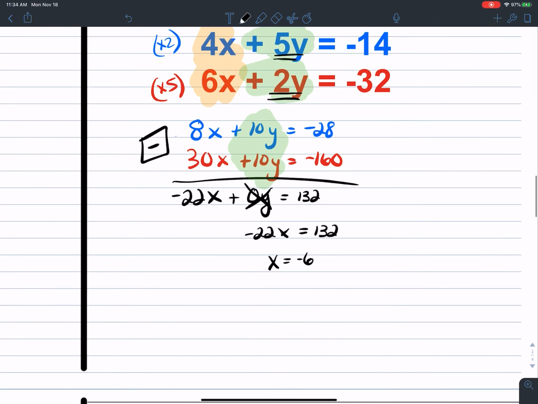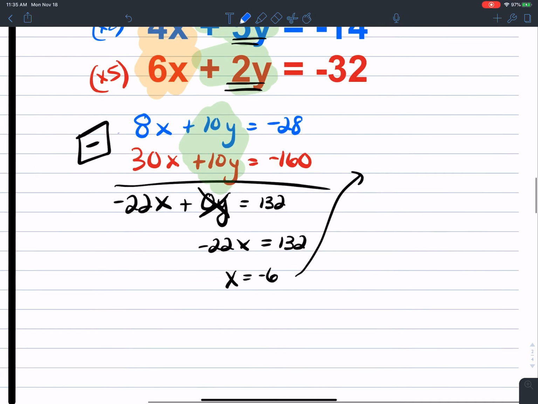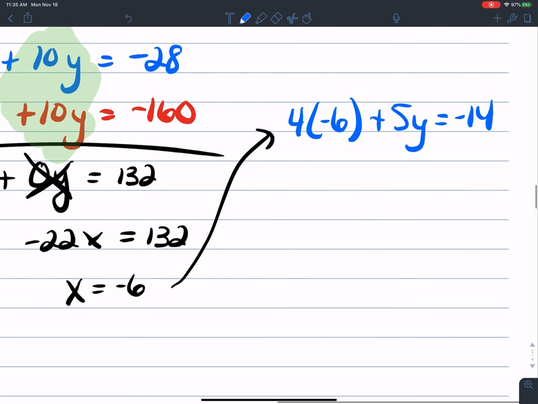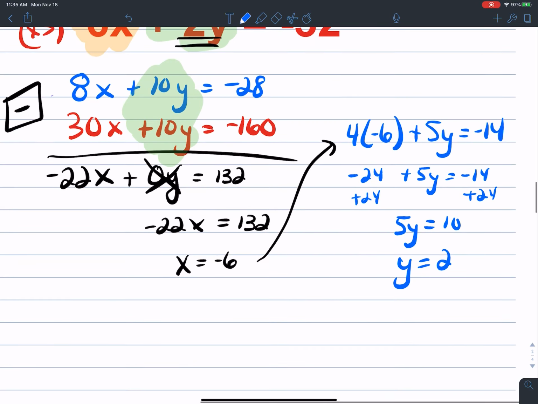And again, once we know what x is, we should take that x value and plug it back into one of the originals to find y. I'm just choosing to plug it into the first one. So instead of x, we'll plug in negative 6. And we'll just solve for the missing y value. So after we add 24 to both sides, we see that 5y was equal to 10, so y is just equal to 2. So the solution to our system is the ordered pair negative 6, 2.